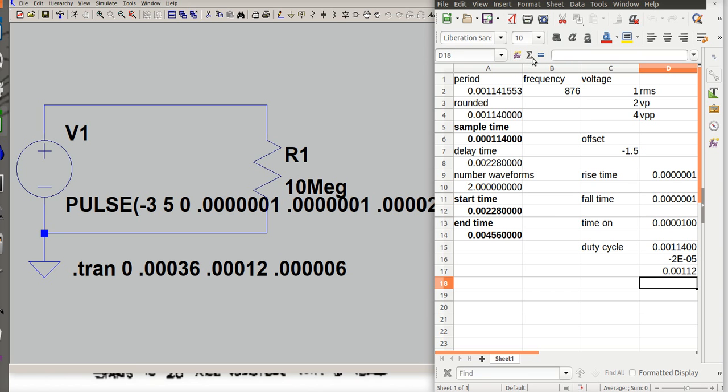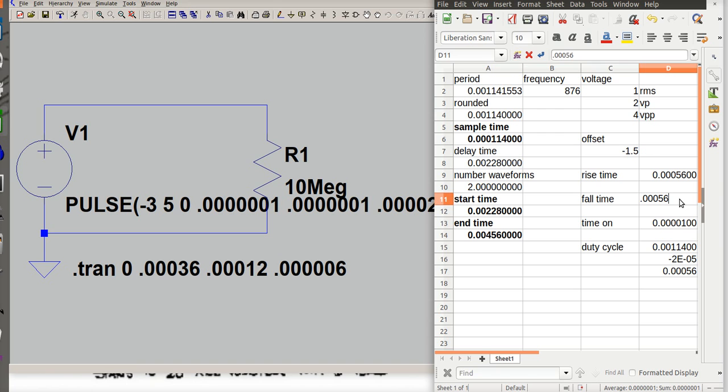You're less likely to make a mistake. And then this divided by 2 is what I want. My rise time. So 0.00056. So my rise time then is 0.00056. Enter. My fall time will be the same.